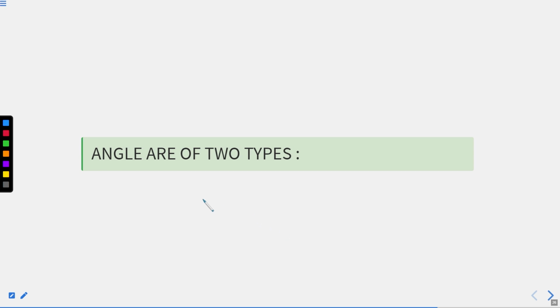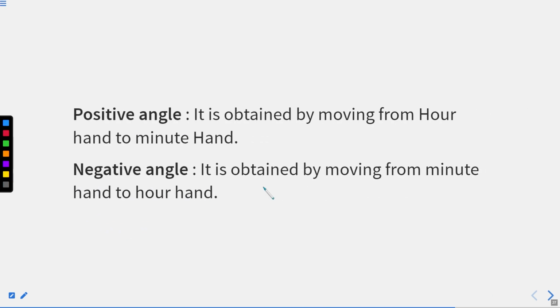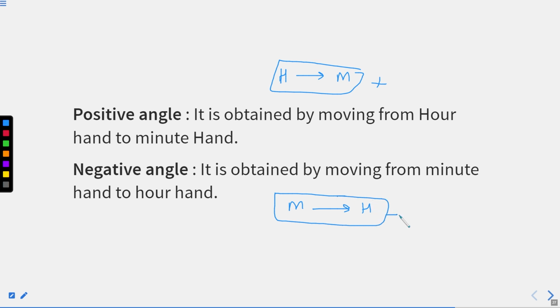Now, angles are of two types, positive angles and negative angles, which we discussed when we were finding 90 degrees. The positive angle is obtained by moving the hour hand towards the minute hand. When the minute hand is moving towards the hour hand, it is negative. You can simply understand this part, right?